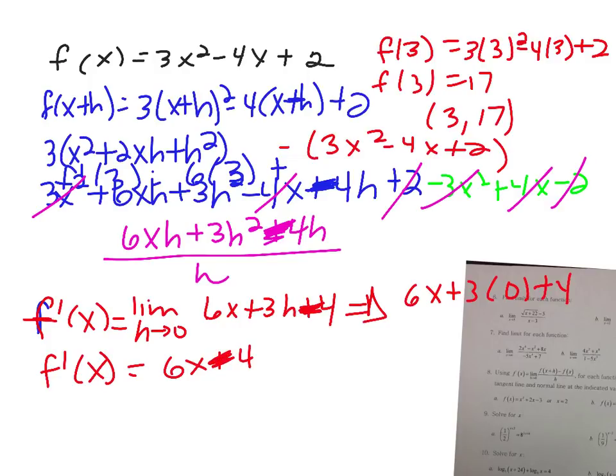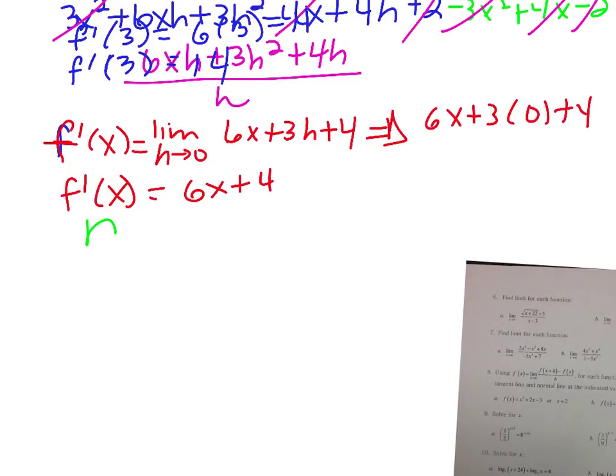All right, so now I'm going to do f prime of 3. So it's 6 times 3 minus 4. So f prime of 3 is 18 minus 4, which is 14. Okay, so my slope is equal to 14. So my slope is 14, and the point it's going through is (3, 17).